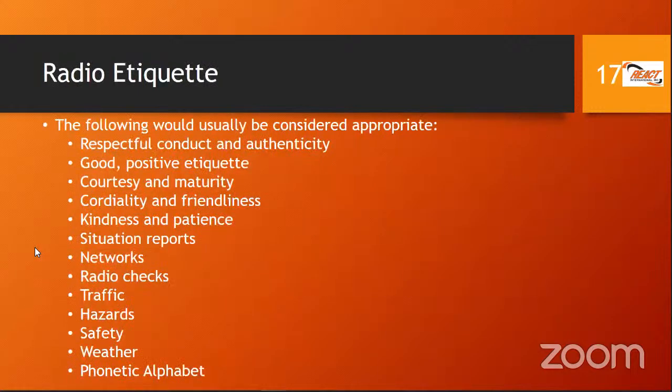So some radio etiquette. Always be respectful when we conduct ourselves. Always be authentic. We want to have good, positive etiquette. Be courteous. Be cordial. Be kind. Have patience. It's acceptable to have situation reports. It's okay to have networks. It's good to do radio checks. It's good to pass traffic information and hazards, safety, weather. Use the phonetic alphabet. All those are very positive things to do.